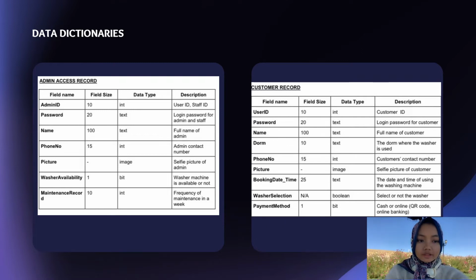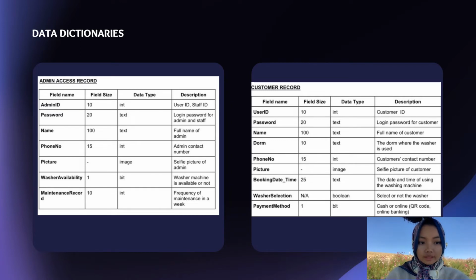While for the customer's record, there are 9 rows, which are a user ID, password, name, dorm, phone number, picture, booking date and time, washer selection, and payment method. And for the column, there are field names, field size, data type, and descriptions.